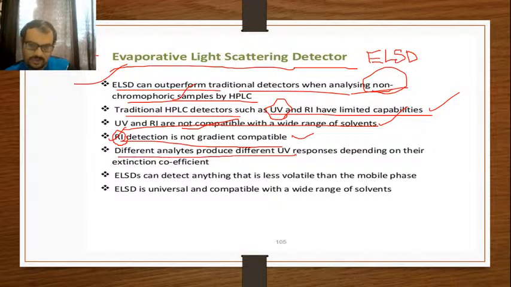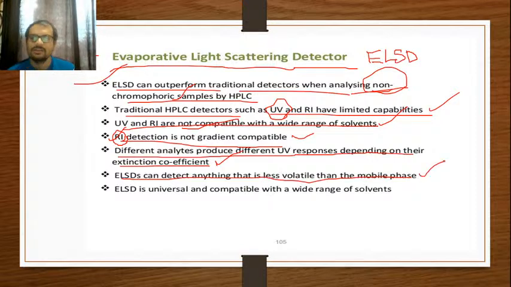Different analytes produce different UV responses depending upon their extinction coefficient. No doubt about it, the A 1% 1 cm values, or rather the epsilon values or absorption coefficient values, will be different for different compounds depending upon their lambda max, and that's why different analytes will produce different UV responses. ELSDs can detect anything that is less volatile than the mobile phase.